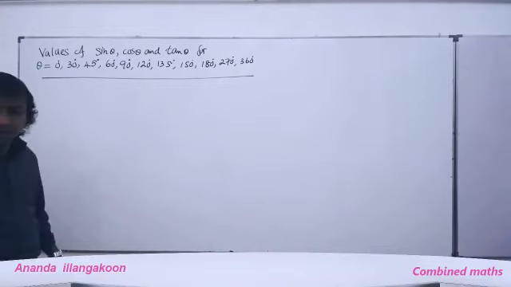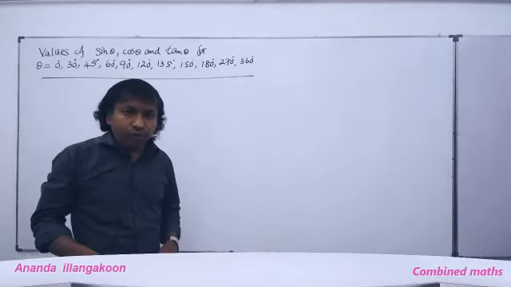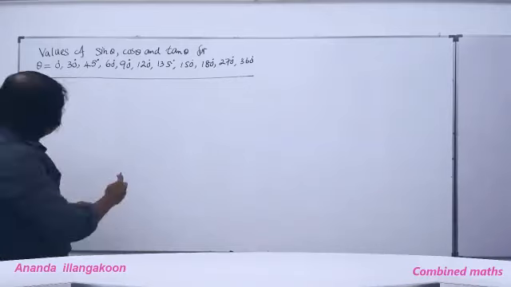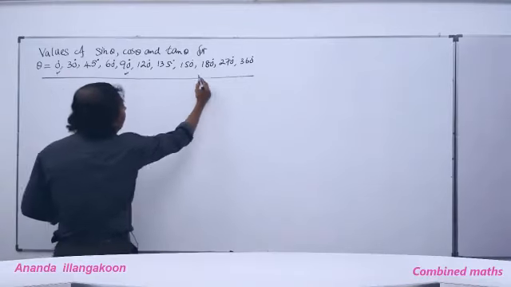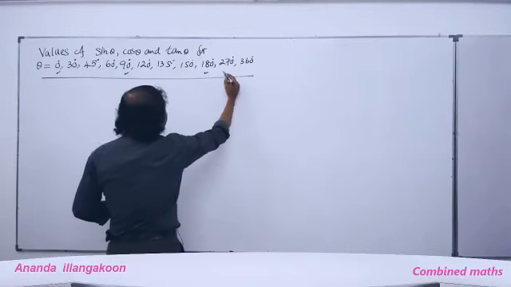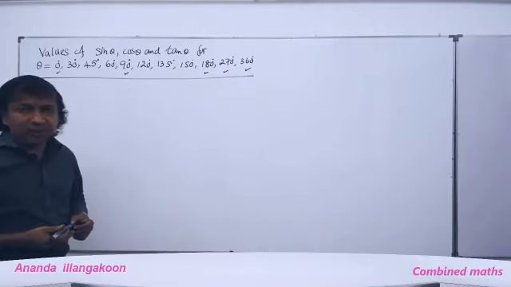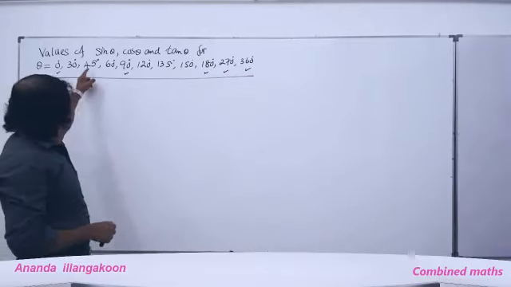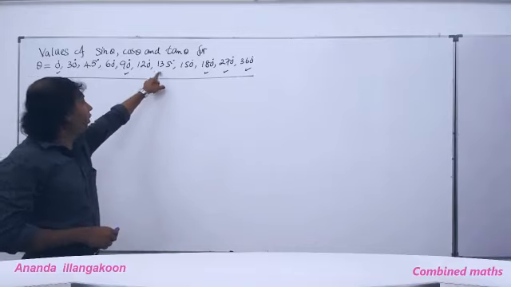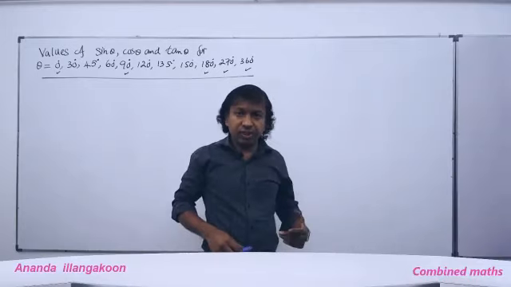First, I am going to take the answers for sine, cos, tan for the angles 0, 90, 180, 270, and 360. For all of these, I am going to take the sine, cos, tan values. Thereafter, 30, 45, 60, 120, 135, 150. That is the end of our first session. Then we can do the questions.